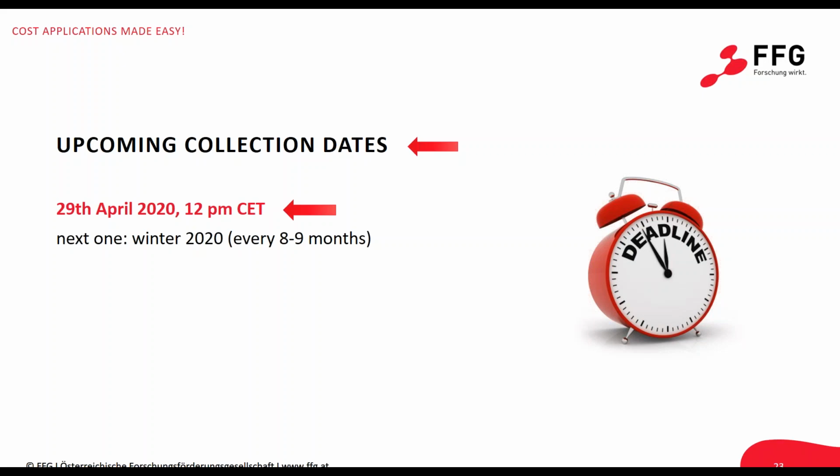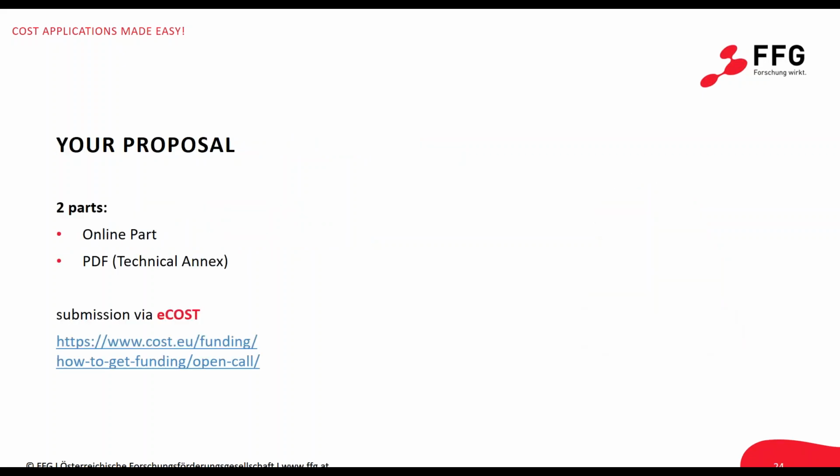The next collection date is coming up most likely in winter 2020 or 2021. So we think December, January. Normally it's every 8 to 9 months. They haven't announced a clear date yet. I don't know if they will do it shortly before Christmas or shortly after. It's not going to be a great time either way, but it's going to be published soon, at the very latest on the 29th of April, because then they always announce when the next collection date is coming up.